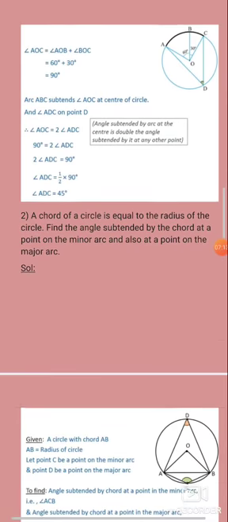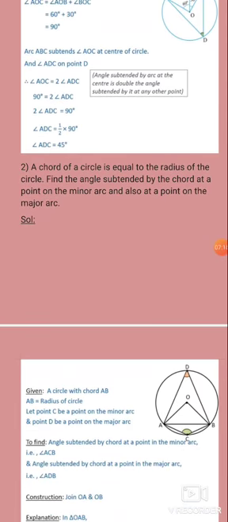Now listen to the next question. A chord of a circle is equal to the radius of the circle. Listen, a chord of a circle is equal to the radius of the circle. Find the angle subtended by the chord at a point on the minor arc and also at a point on the major arc. Okay, so listen carefully.